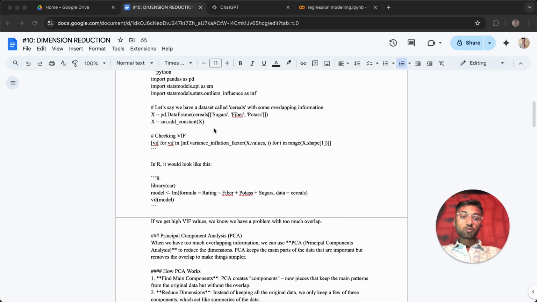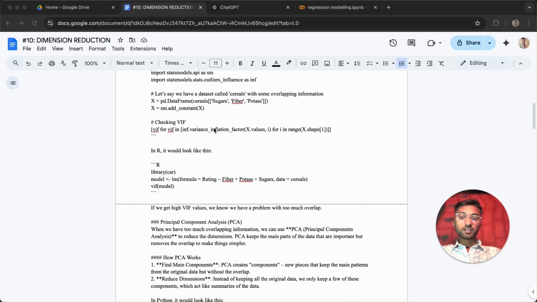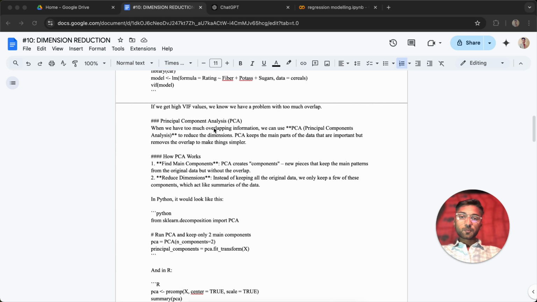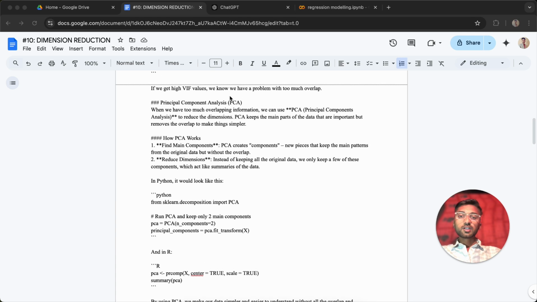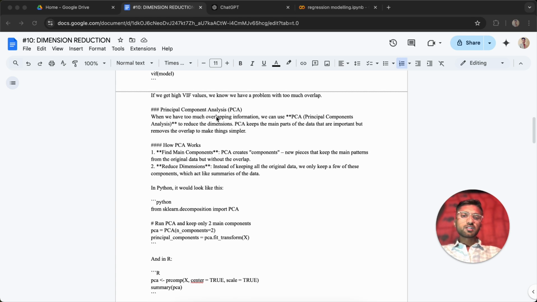Then what can we do after finding the multicollinearity? Then we apply principal component analysis to reduce this multicollinearity. So we have too much overlapping information, and we can use PCA, which means principal component analysis, to reduce the dimension. PCA keeps the main and important part of the data, but removes the overlap to make things simpler. So principal component analysis simply removes the overlapping part from the data.